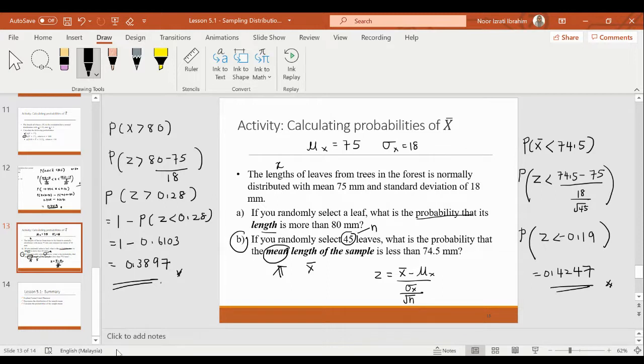That is the difference between the probability of X and the probability of X bar. So when you look at the questions, please read the question carefully, whether you want to find the probability of X or the mean or average of X.